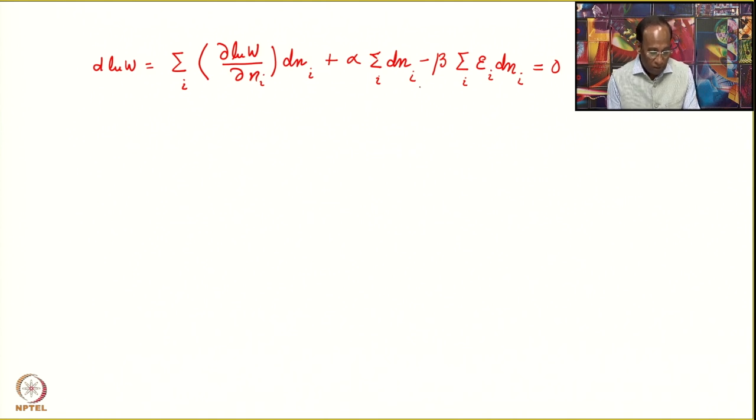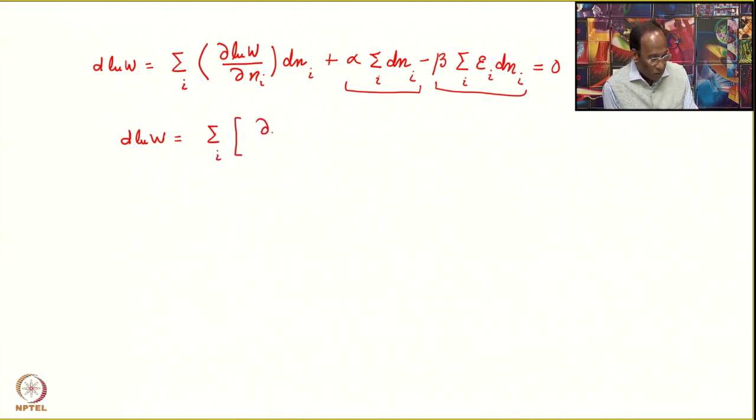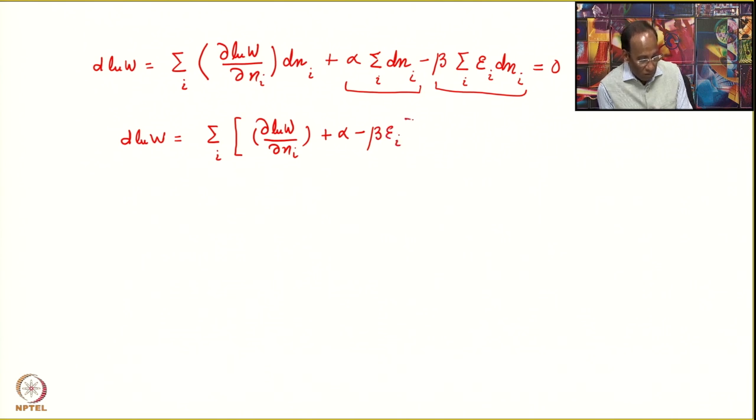See, I have added from one constraint the other constraint, both the values being 0. So it doesn't make any difference. Let us rewrite this again. d log W is equal to summation over i of del log W by del Ni plus alpha minus beta Ei, and I'll take dNi out. Now I will set it equal to 0.